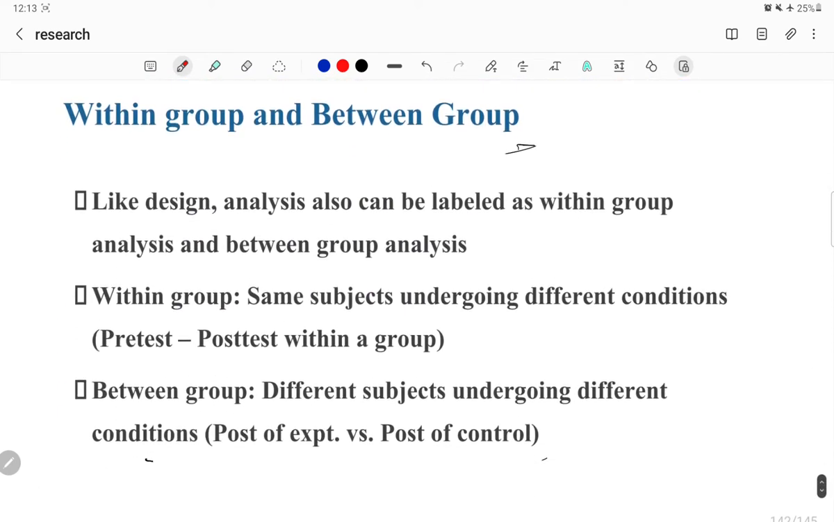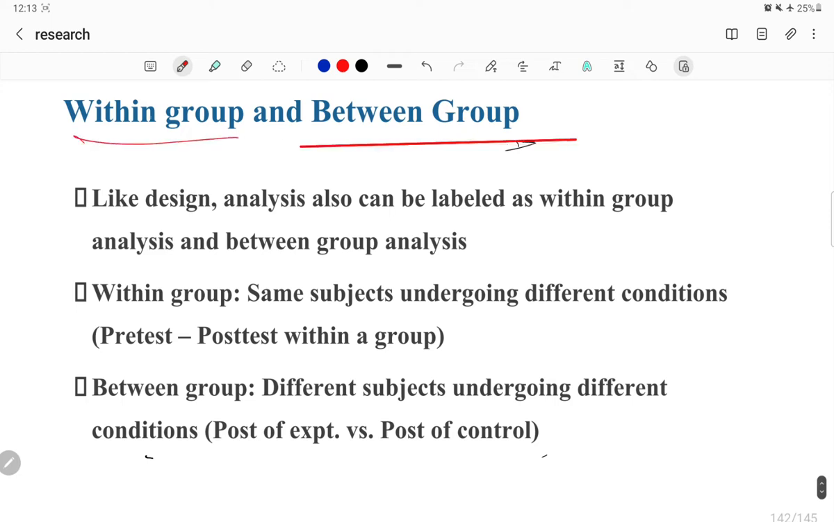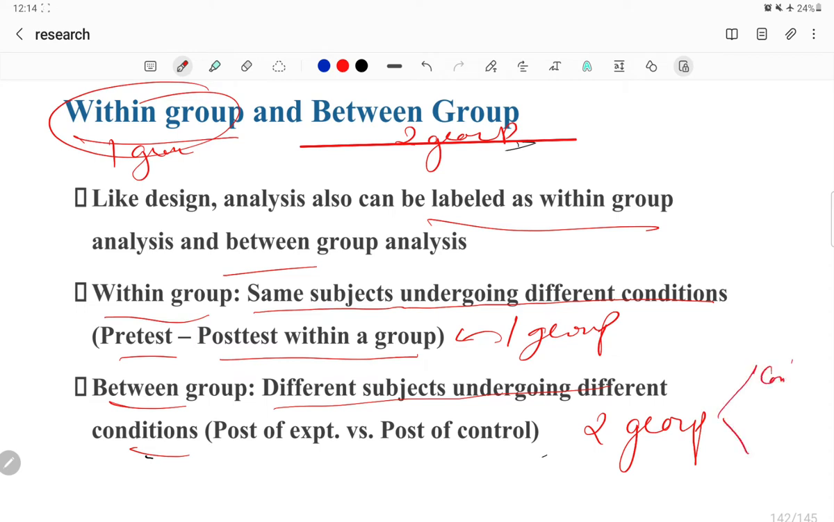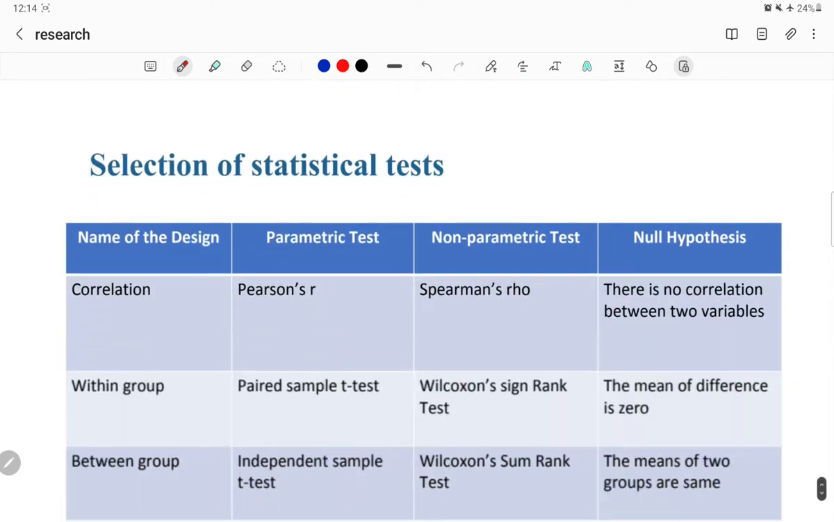Now this is the within group and between group condition. Within group means one group, between group means two groups. Designs can be labeled as within group or between group. In within group, the same subjects undergo different conditions, like pre-test, post-test, within one group only. In between group, different subjects undergo different conditions, so there will be two groups. One is control, where we are not giving an intervention, and one is experimental, where we are giving our experiment.